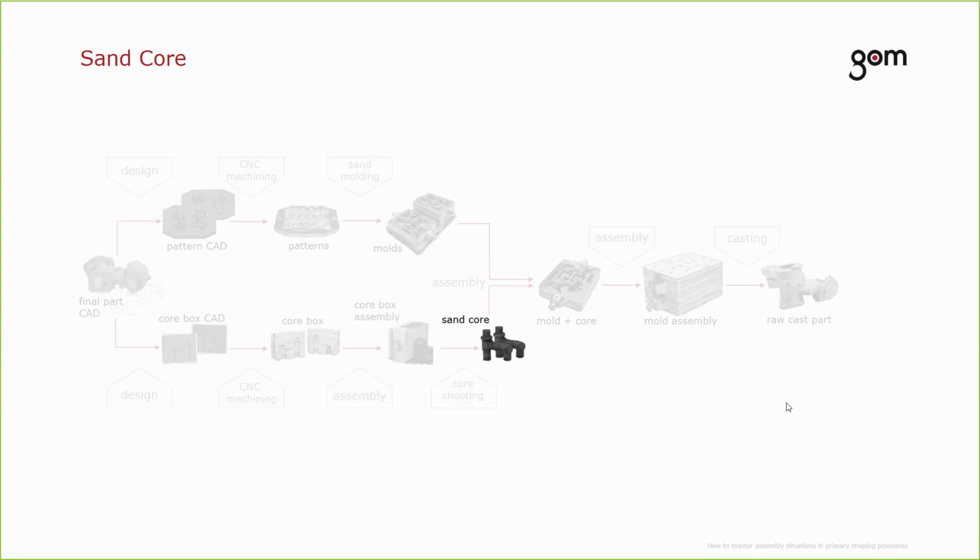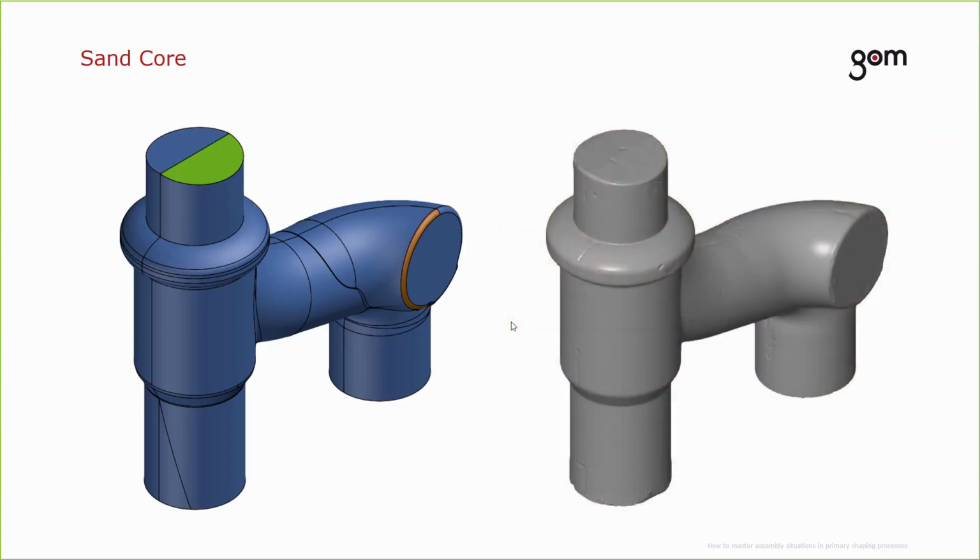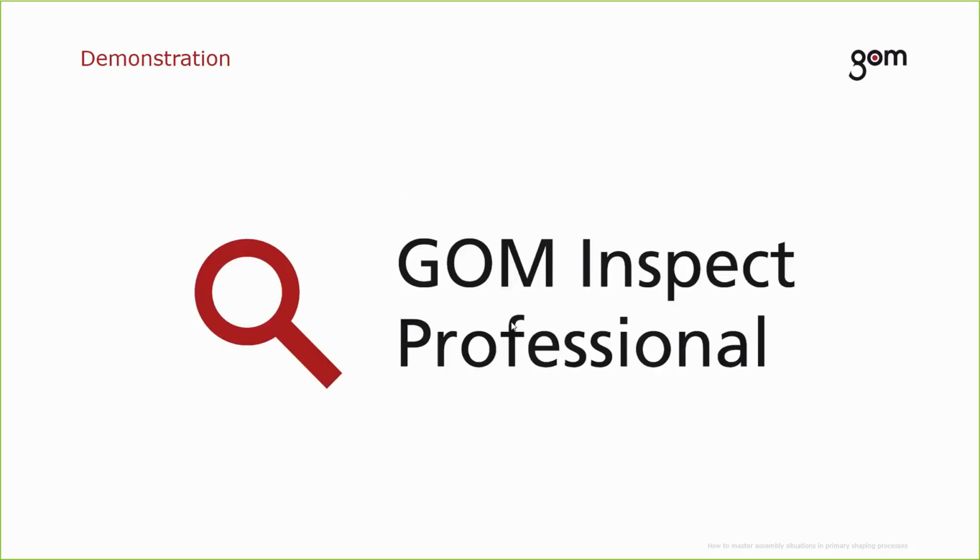The final product in the core shooting process is, of course, the sand core. And for the sand core, a CAD is available, so we are able to compare the measured data against nominal, thus doing a classical inspection. Since we want to use the sand core in an assembly situation later, I will create a part project for this. So let's get into the software.